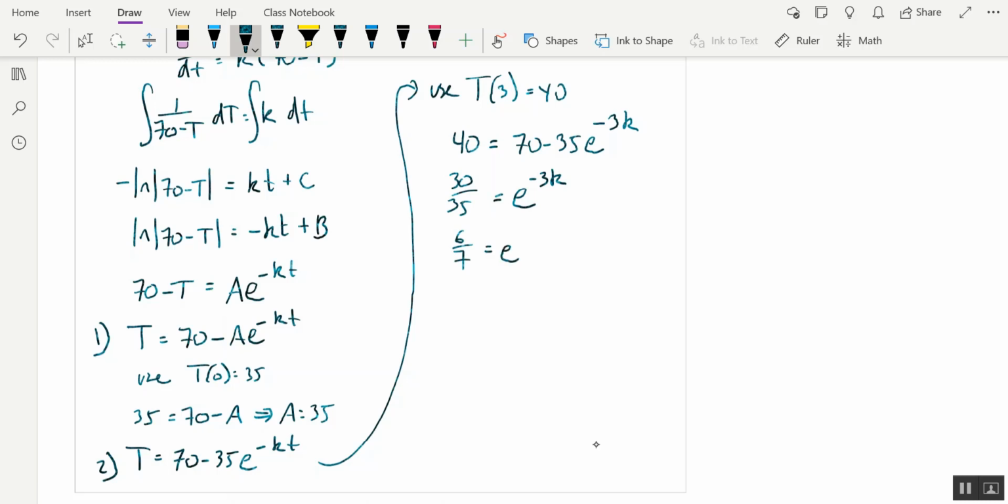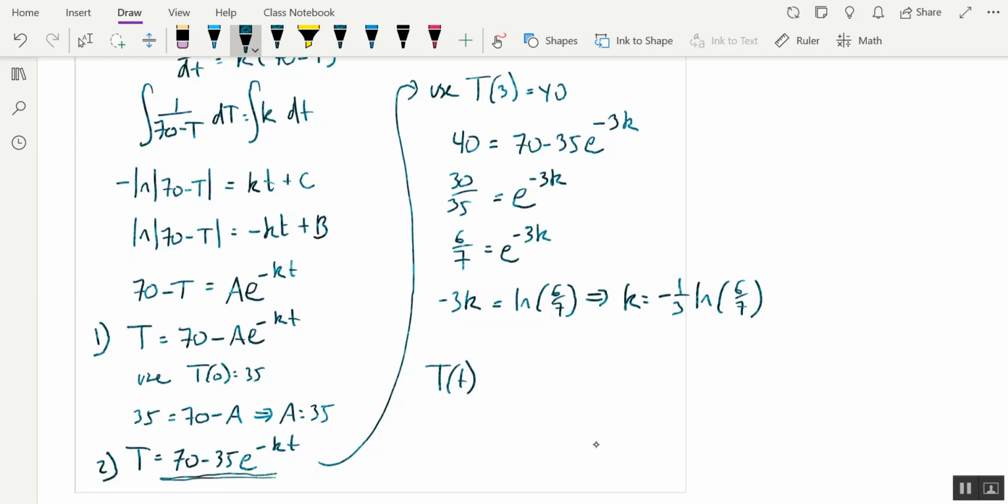Pause if you didn't follow that. Now I can take ln of both sides, and I get negative 3k, I'm switching sides here, is ln of 6 over 7, which implies k is negative 1/3 ln of 6 over 7. Perfect, now we're done. The important thing to keep in mind when you write down your final answer, T of t: k is negative here, and coming back over here to hurdle 2, notice that there's a negative in front of the k. So we need to incorporate that.